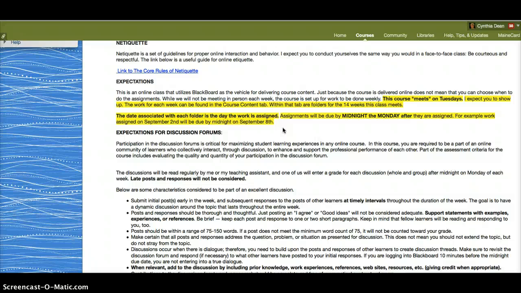Okay, so our first class meeting is January 13th. That is when you will access the folder. You could access it before then, but that's when it's assigned. Any work there will be due by Monday, January 19th at midnight. Okay? All right. So I have a September example there. It's kind of the default one. But January 13th, it'll be due by January 19th.